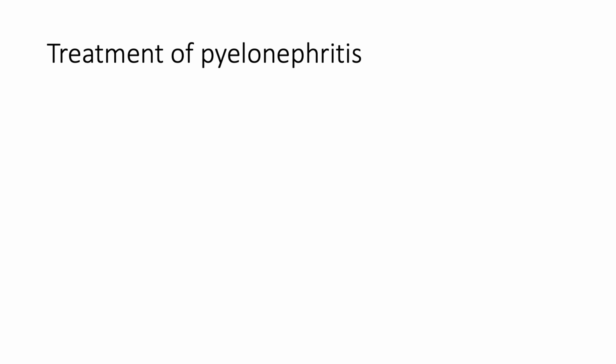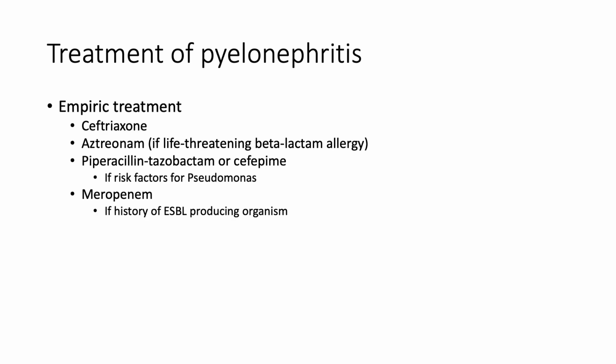So for treatment of pyelonephritis, typically these patients are sicker. And so especially if you're admitting them to the hospital or if they have signs of sepsis, you're going to want to use IV antibiotics up front. So first choice is typically ceftriaxone, a third-generation cephalosporin. If they have a life-threatening beta-lactam allergy, then you can use aztreonam, which is a special monobactam beta-lactam that doesn't have any cross-reactivity with other beta-lactams for hypersensitivity reactions, but it really only kills gram-negative infections. So you have to be fairly certain that that's what you're dealing with.